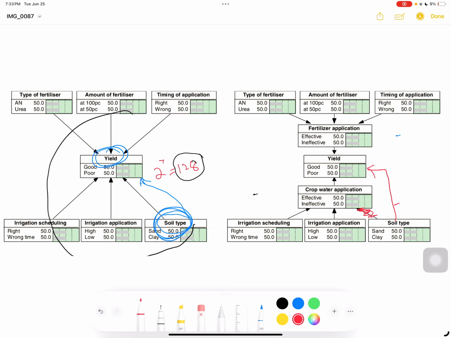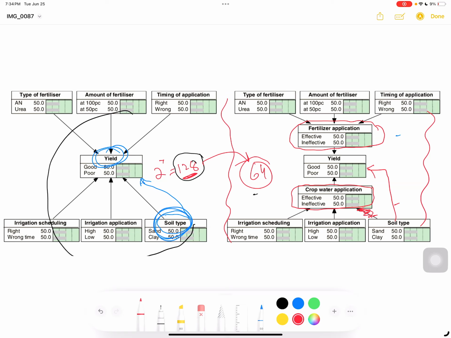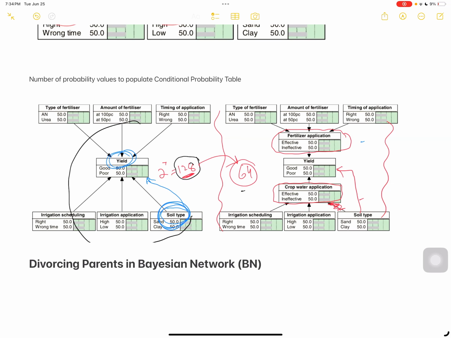Now the second important point is, of course, we are introducing new nodes here. This is a new node, this is my new node. The structure of the Bayesian network will be expanded. However, given that we have reduced the number of probability values needed for the network, which was 128 and now is only 64, it is believed that the computational task will be very much reduced, and collecting and using those probability data will be much easier and more convenient.